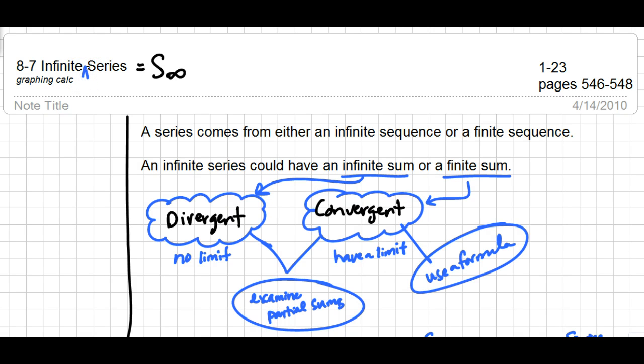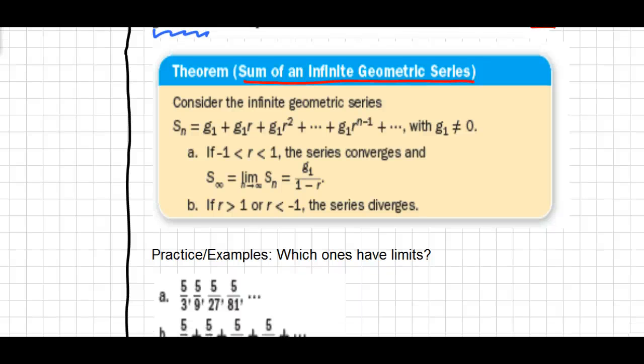What we're really focusing on today is infinite geometric series. We have a formula for how to determine if an infinite geometric series converges or not. We'll talk later about the arithmetic ones. So the formula for an infinite geometric series is all determined on the value of r. If r is between -1 and 1, then the series will converge, and its limit will be this very simple formula, g sub 1, or the first term, divided by 1 minus r. If you calculate that, that'll be the number that the series converges to.